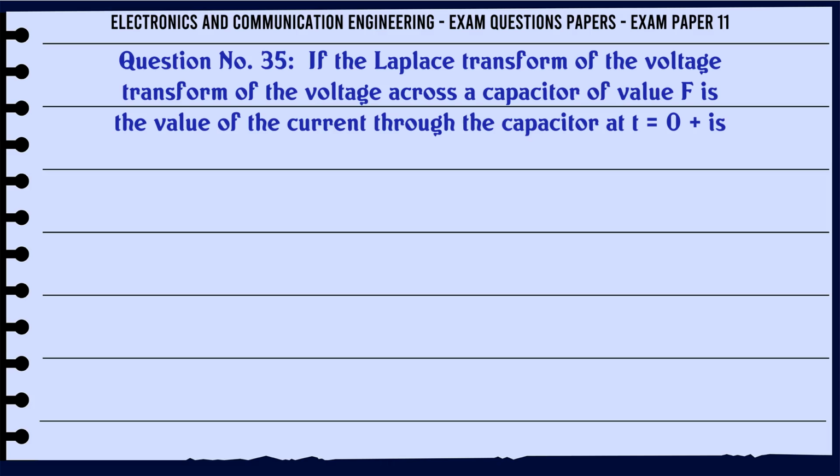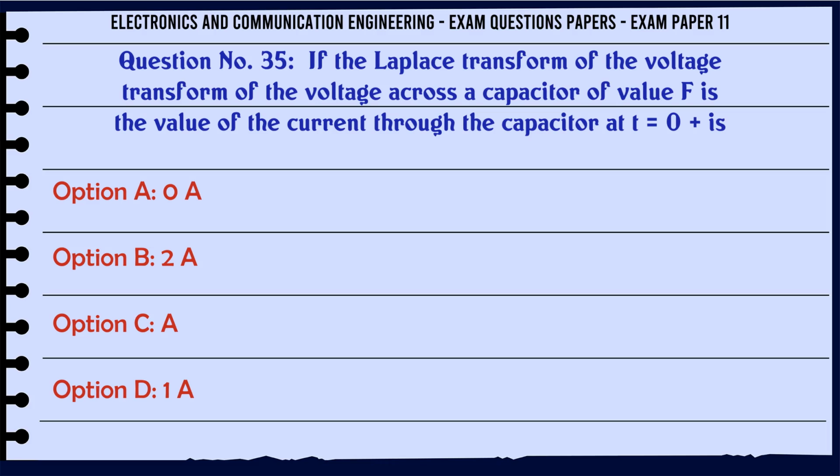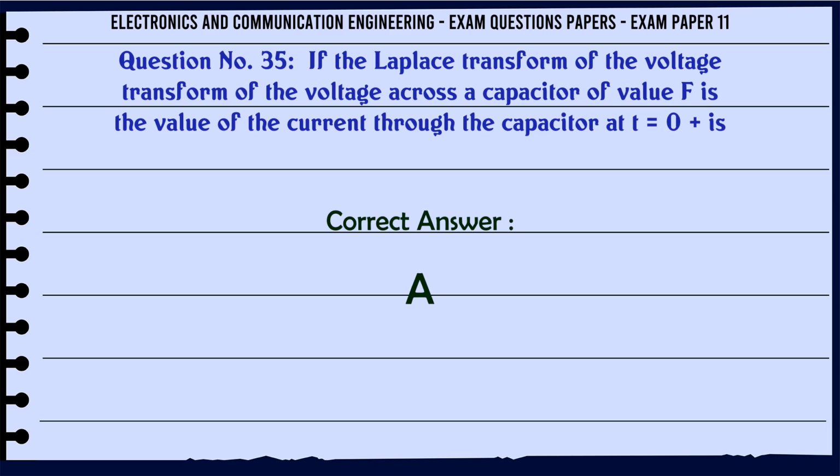If the Laplace transform of the voltage across a capacitor of value F is given, the value of the current through the capacitor at t = 0 is: A, 0 A; B, 2 A; C, A; D, 1 A. The correct answer is A.